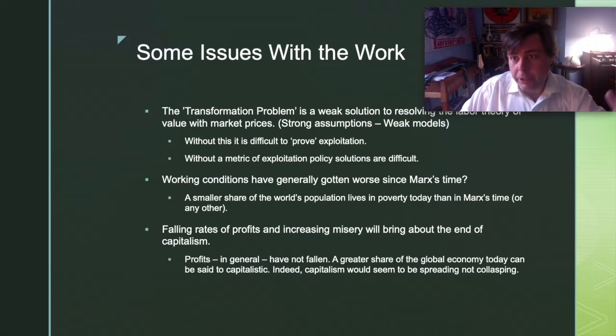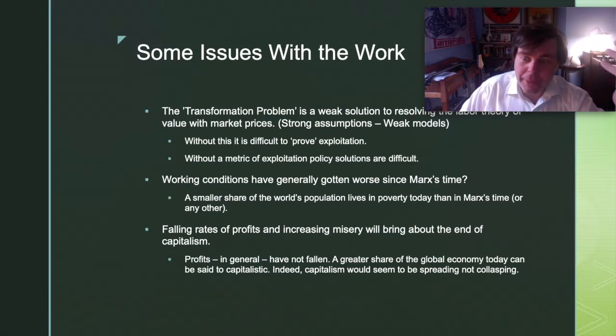Most notably, the transformation problem. The solution of transforming labor inputs into market prices is a weak solution. As we saw in the third video, it requires extremely strong assumptions to arrive at that solution. Most notably, the equalization of the rate of surplus value across all labor, the idea that all workers are exploited at essentially the exact same rate. It's a strong assumption. And of course, as we all know as economists, strong assumptions make for relatively weak models.